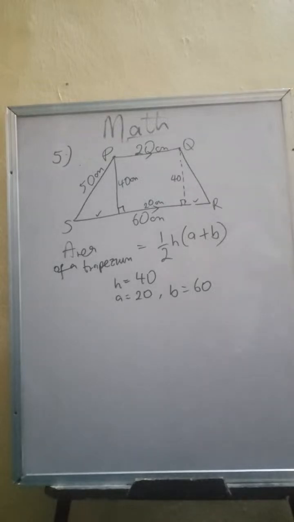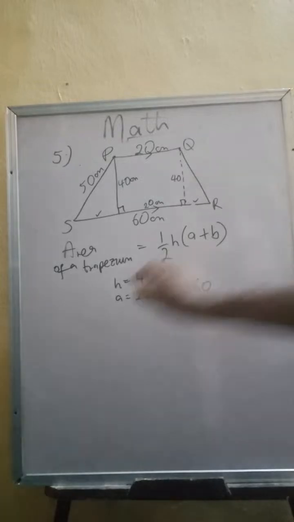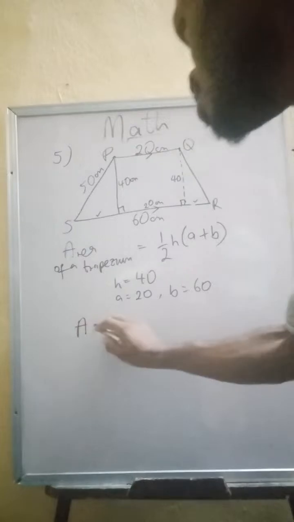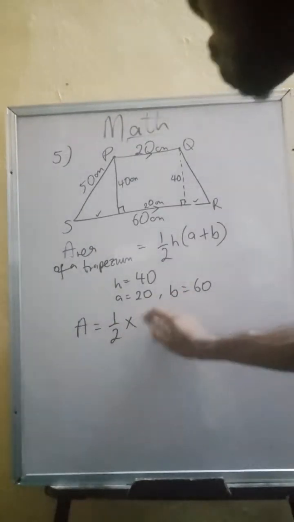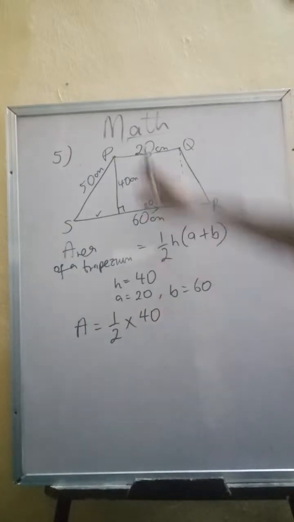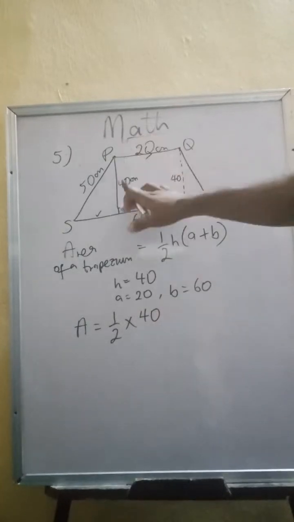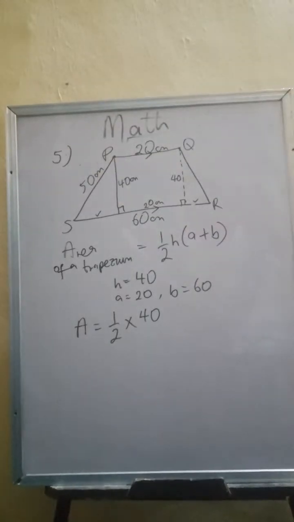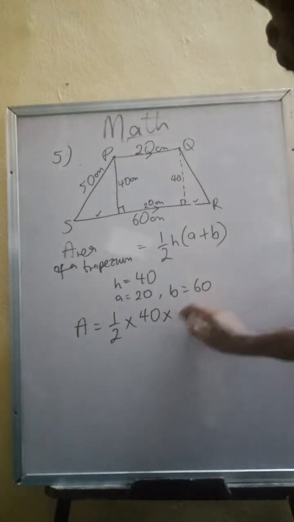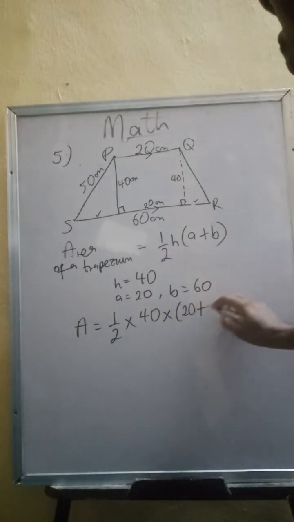Input the values. We call it substitution. And so the area, denoted as A, is 1 over 2 times 40, which is the height. This is the actual height of the trapezium. It has to be a line that meets the base at 90 degrees. So you have times 20 plus 60.